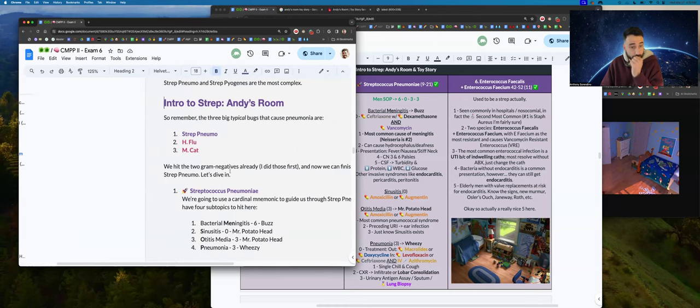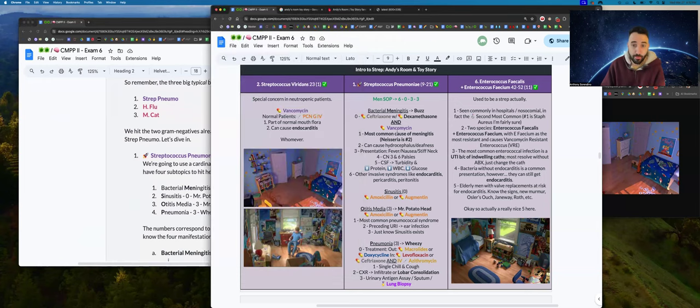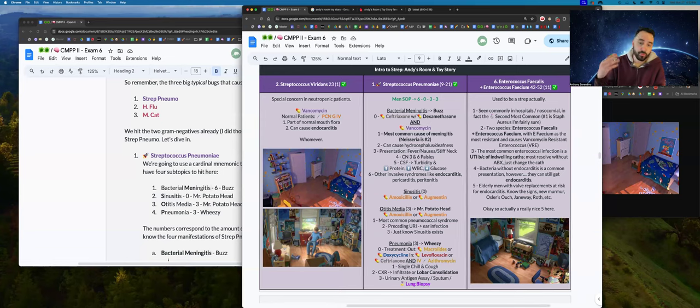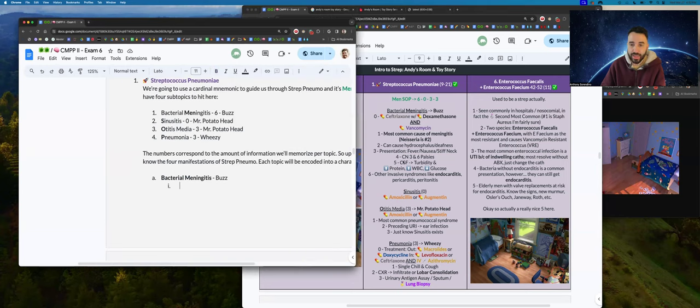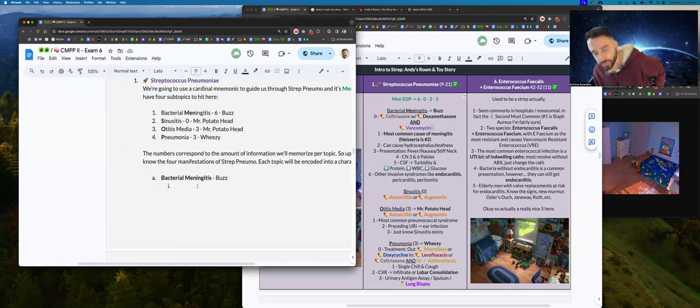So I've already gone through and combed through this. So we're going to do Strep pneumo. So I have this MENSOP mnemonic. We're going to start with probably the most important manifestation of Strep pneumo. That's going to be bacterial meningitis. Okay. The character that I'm going to put this into is Buzz Lightyear. So basically, this story begins. We have to kind of start this story here. And that's, you know, we enter into Andy's room.